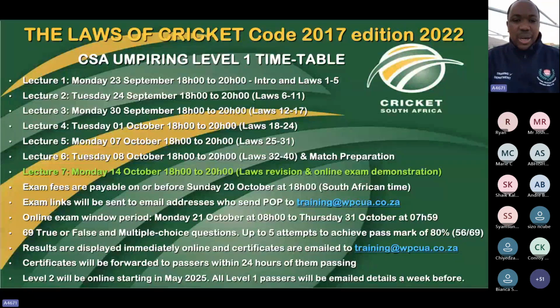When will we have level 2? Level 2 will also be online, and it will be at the end of our cricket season here in South Africa. Our cricket season runs from the middle of September until the middle of April. So our level 2 online course will start in May 2025. You do not have to remind me to enroll you for level 2. All the level 1 passes will be on our database and will be emailed the details of the level 2 course a week before the first lecture. And that is how you will grow with us as an umpire in your career.